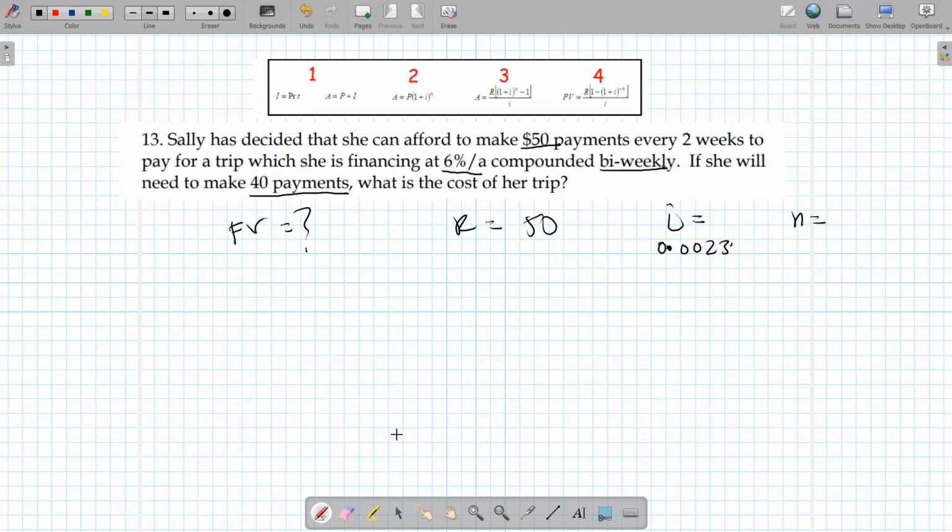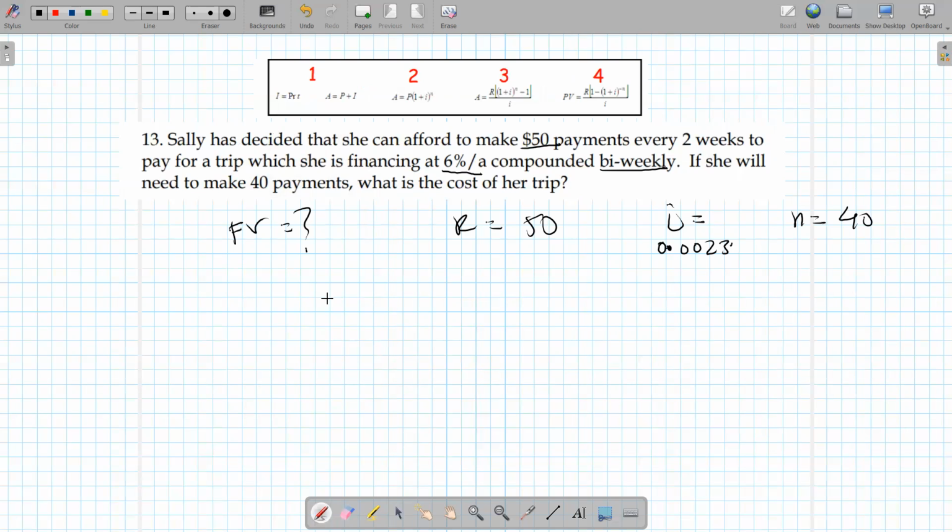And N is, is it just 2 weeks? N is 2? No. What is the definition of N? N is the number of compounding periods, which is just a fancy way of saying payments. Oh, she'll make 40 payments. That means her thing is gonna go through 40 different compounding periods. N is 40. Okay. So in this question, we didn't have years, we didn't have nothing, but they did give us a number of payments, which is going to be our N.